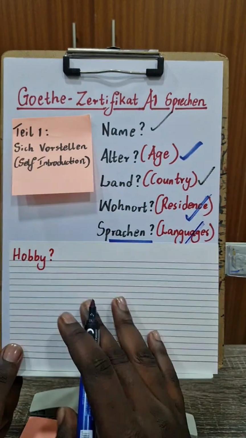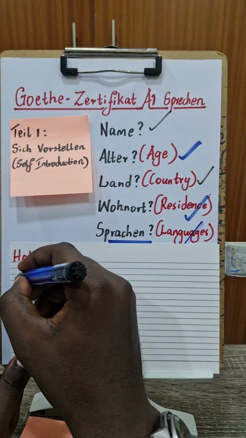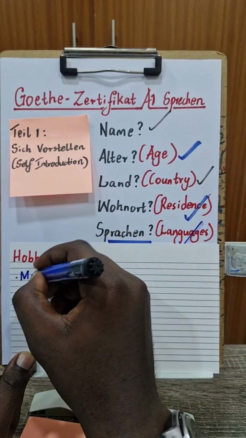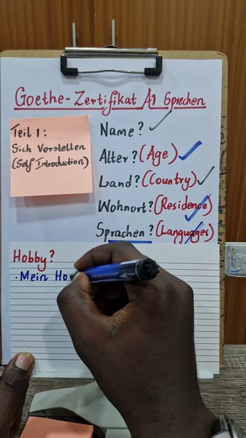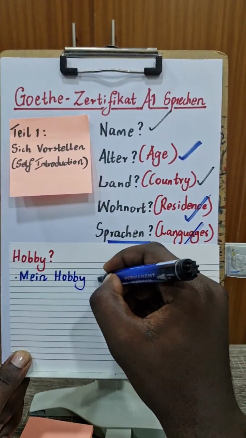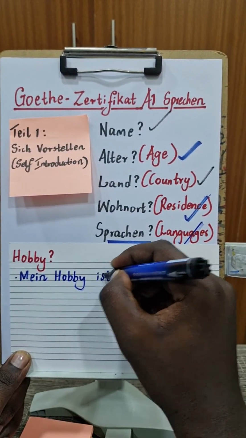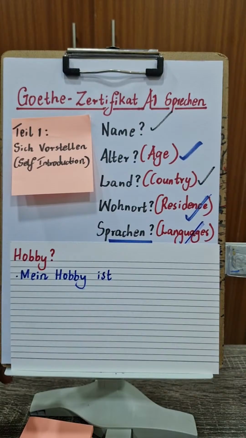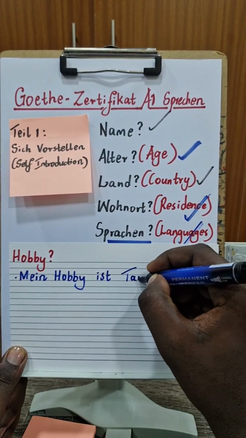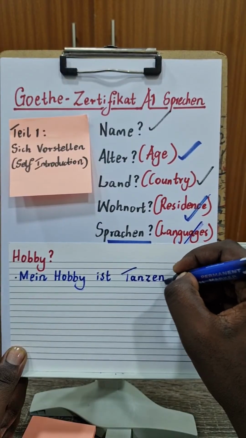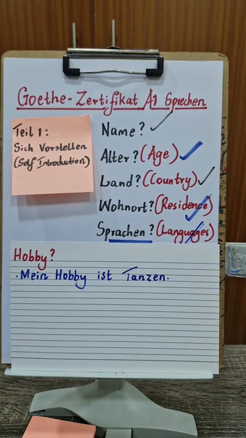So, if it's one hobby I want to talk to you about, I'll just say, my hobby is, mein Hobby ist, if it's only one. For example, I could say, my hobby is dancing. So, mein Hobby ist tanzen, if it's one. Okay?